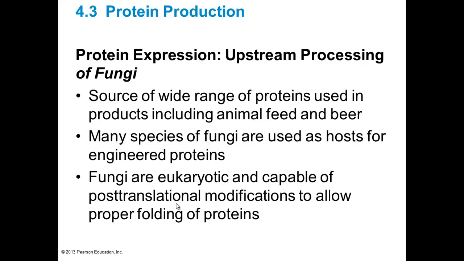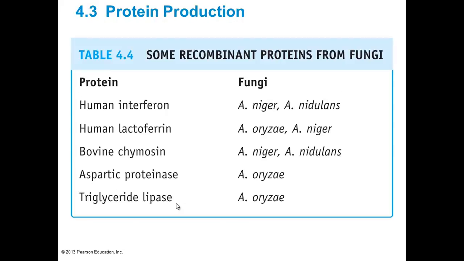Fungi are eukaryotic. They have organelles, and they're capable of folding the proteins correctly and also other post-translational modifications. And here are some examples of Aspergillus fungi. This is a mold that makes these different types of proteins.